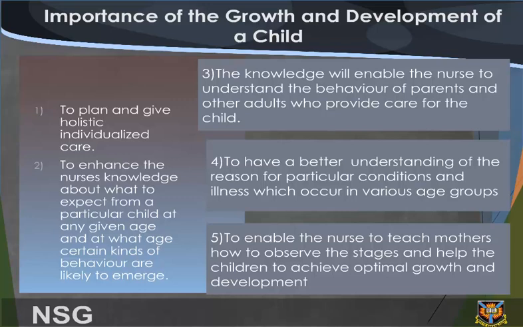2. To enhance the nurse's knowledge about what to expect from a particular child at any given age and at what age certain kinds of behavior are likely to emerge. 3. The knowledge will enable the nurse to understand the behavior of parents and other adults who provide care for the child. 4. To have a better understanding of the reason for particular conditions and illness which occur in various age groups. 5. To enable the nurse to teach mothers how to observe the stages and help the children to achieve optimal growth and development.